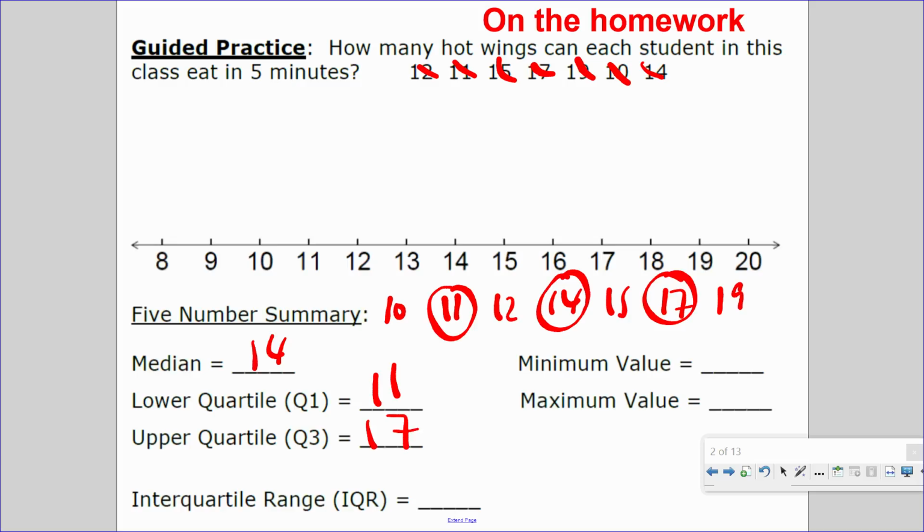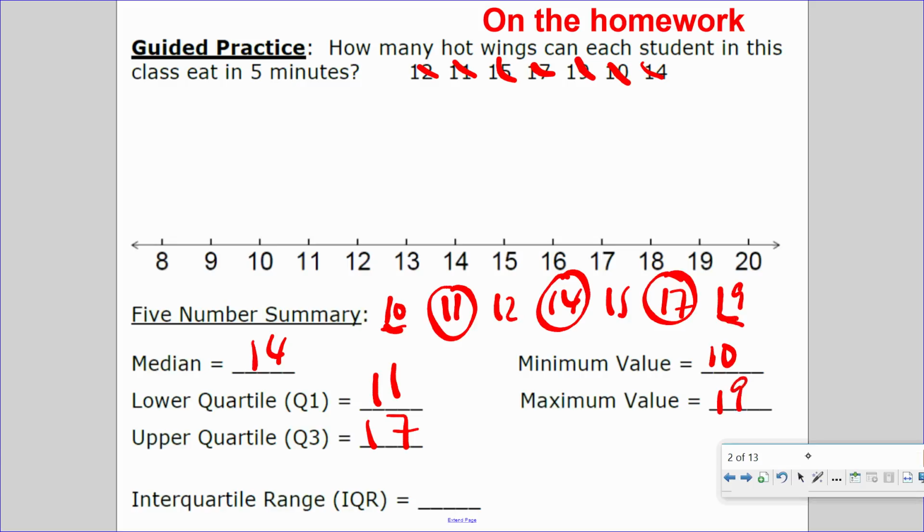17. What is the minimum value, the lowest value? It is 10. What is the maximum value? It is 19. And now what is the IQR? What is the distance from 11 all the way to 17? It is 6 away. So now that we understand that, we are going to be able to make a graphical representation, a box plot, easier.